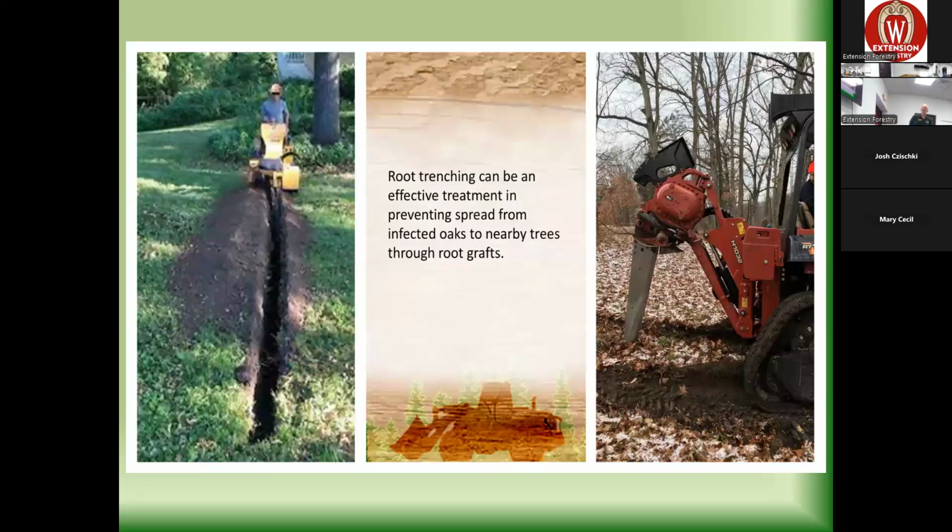So how can we stop it? Well, root trenching can be effective. You do need a root trencher that's going to get down to preferably 4 to 5 feet, so that's going to take a heck of a machine. And in a lot of forested applications, that might not be feasible to do. But if you could do it within a forest situation, it might be a way to go. It's very applicable to people that have many oaks in their yard or in a city park or something. You could do that, and that could work by cutting those root grafts.